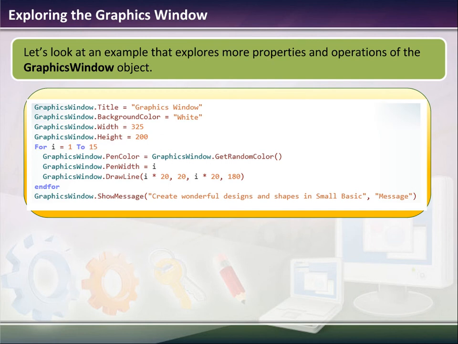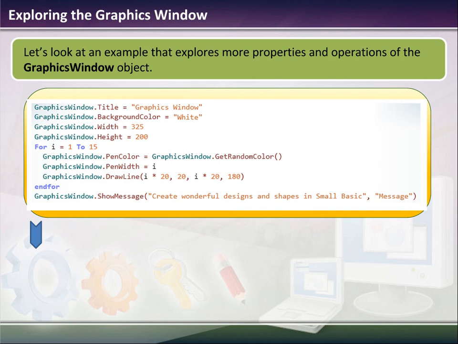The graphics pen color, it's get random color. Then the pen width is going to get thicker and thicker. Then we are going to draw a line, and based on the value of I, that changes the placement of the line. And then at the end we're going to show a message within the graphics window that says create wonderful designs and shapes in Small Basic. And then it shows message.